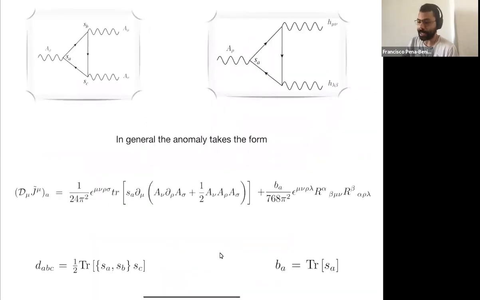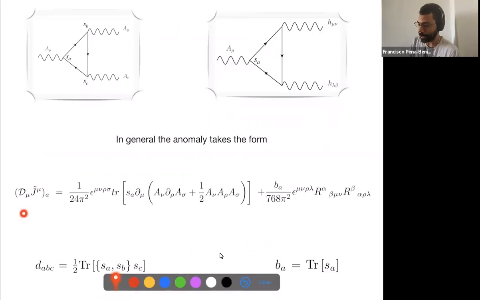If we generalize to a case in which I may have a set of fermions with U(1) charges or some generic flavor symmetry, then that's how the full Ward identity looks. It takes this form, where now this B_A is the gravitational anomaly coefficient, which is basically the trace of the charges of the fermion. Again, if we think of a single Weyl fermion, this s is just plus or minus one. Otherwise, it will be a trace of those matrices. And in the case of the pure gauge anomaly, this term will be proportional to this quantity, the d_ABC, which is the pure gauge anomaly coefficient.